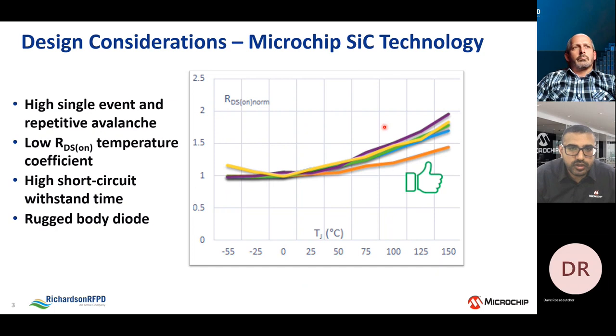We also do a repetitive avalanche, where we subject the parts to 100,000 UIS or unclamped inductive switching events and test the gate oxide. And we found that we also have a very high and robust and rugged gate oxide when subjected to avalanche, both a single event and repetitive.